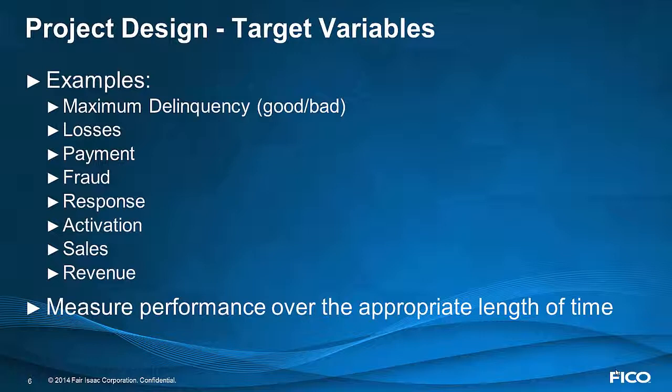You'll want to measure the performance over the appropriate length of time. Some decisions, such as response, have a very short time window. Others, such as whether or not you're booking the account, might have a longer time window. Often I get questions about what's the best time window to use, and what I usually recommend is take a look at different outcomes if you have that data available. So if your question is, should I measure good bad over 6 months, 3 months, 12 months? Go ahead and calculate it and include all those variables on the data set, and then you'll be able to answer that question in the course of the analysis.